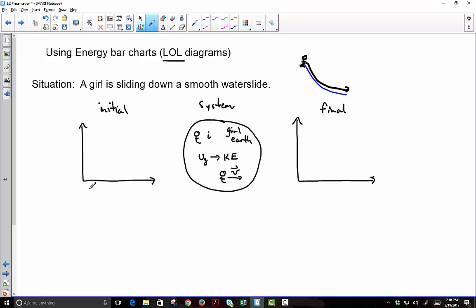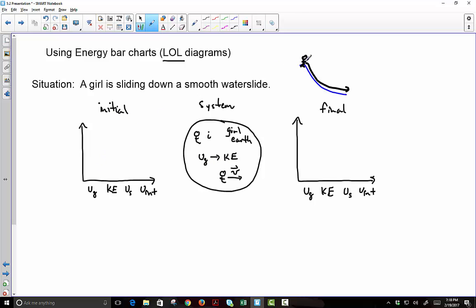Now our bar charts, this is how we'll do it. I'll just keep it in the same order. We have our gravitational potential, we have kinetic, we have our elastic, and our internal. We list them all so that we know we're thinking about all of them, and that it goes the same over here. Right now we're just doing this qualitatively. There's no numbers. It's just trying to understand what's happening to the energy.